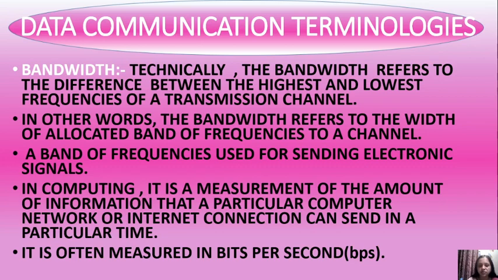Now, what does frequency mean? Frequency is the number of occurrences of a repeating event per unit of time, or we can say the number of times something happens in a particular period. So that is frequency. You are all aware of the term frequency. So here bandwidth is the difference between the highest and lowest frequency of a transmission channel. This is the technical meaning.